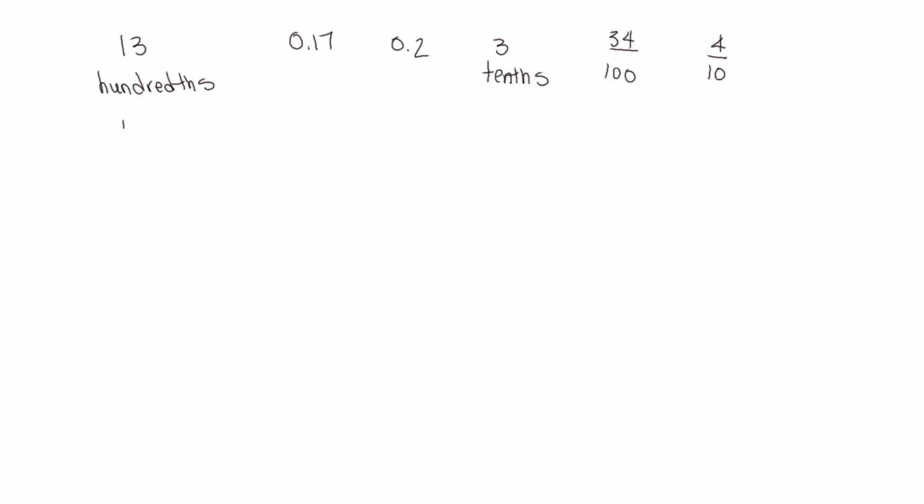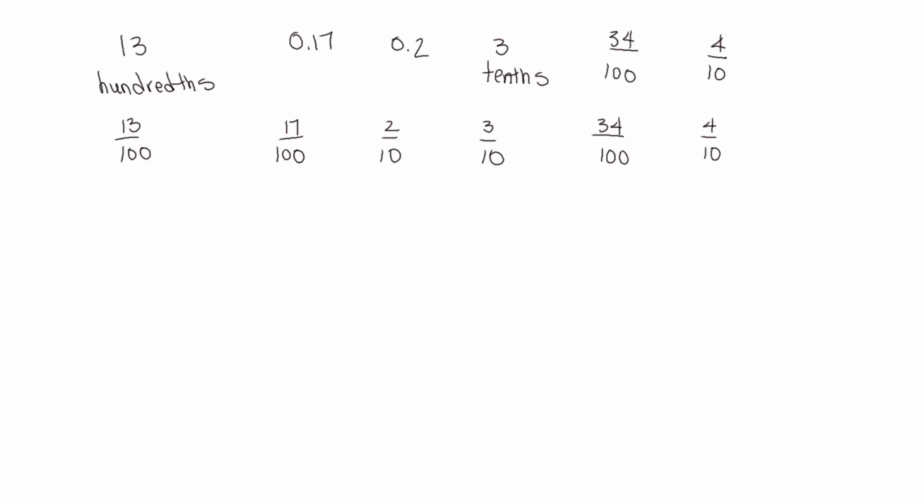So 13 hundredths in fraction form would look like this. 17 hundredths in fraction form. 2/10ths in fraction form. 3/10ths in fraction form. 34 hundredths in fraction form, and 4/10ths in fraction form. The last two obviously are already in the fraction forms. What we see we have here is some denominators of 100 and some denominators of 10.